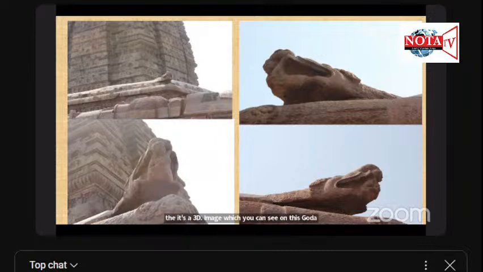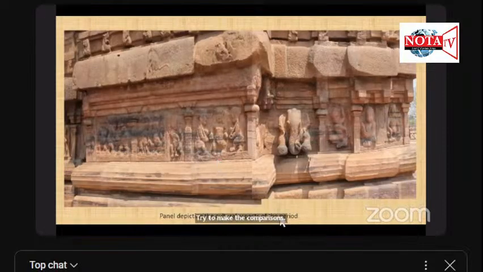So this is one of the rare sculptures which I have not come across anywhere. Probably if anyone comes across, please let me know. I would be happy to try to make the comparisons. This is again another panel depicting the cultural aspects of the period. You can see the people playing, the group dance, and musical instruments and all these things. You can see everything over here.